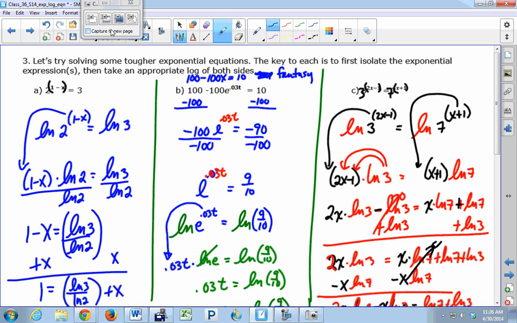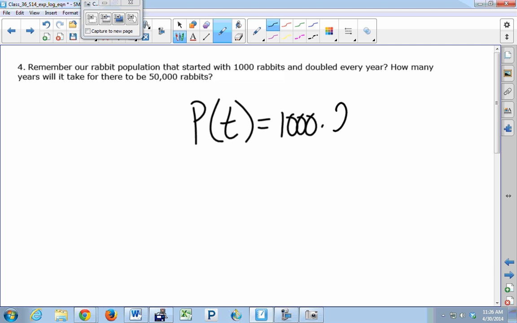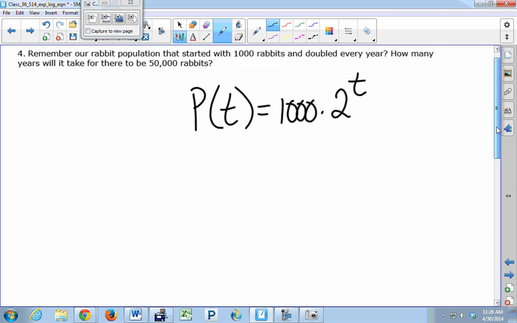Exponential equations. All right. So let's go back to our rabbit problem. The equation that modeled our rabbit problem was 1,000 times 2 to the t, because our rabbit population doubled every single year. And anytime you have t equal to 0, that tells you your initial population, because 2 to the 0 is 1. So we started out with 1,000 rabbits, and when t is 1, we had 2,000, t is 2, we had 4,000, it just doubles.